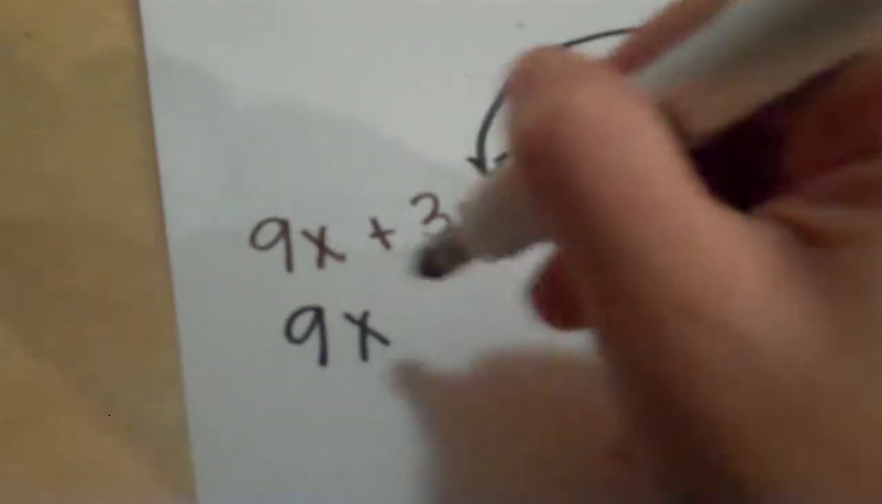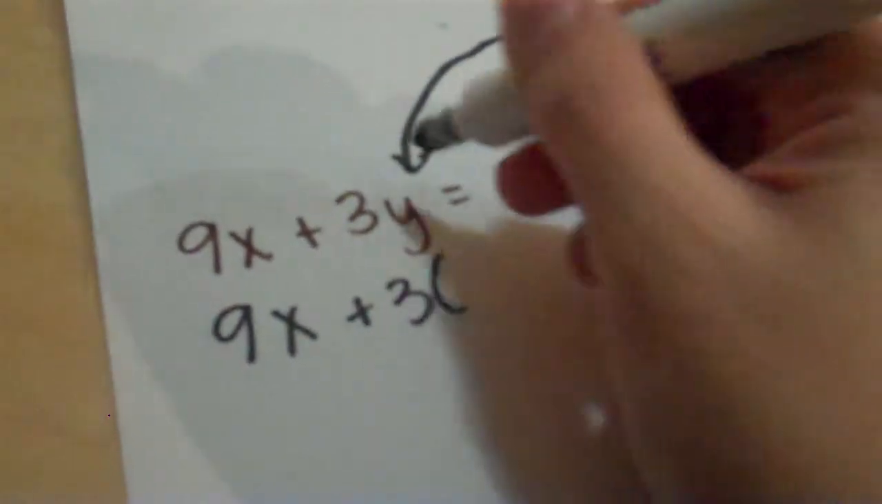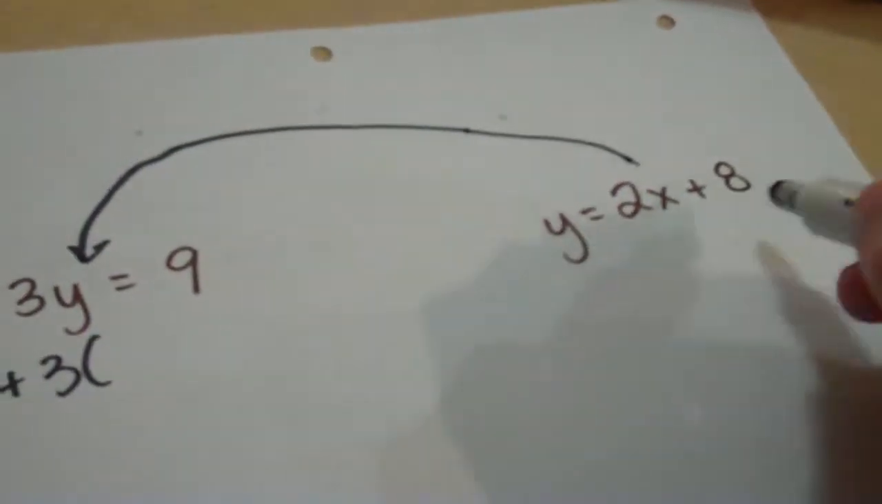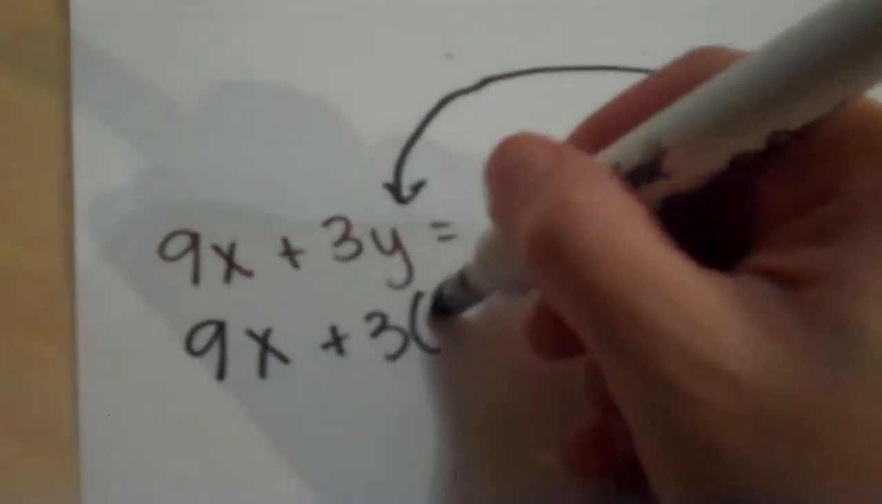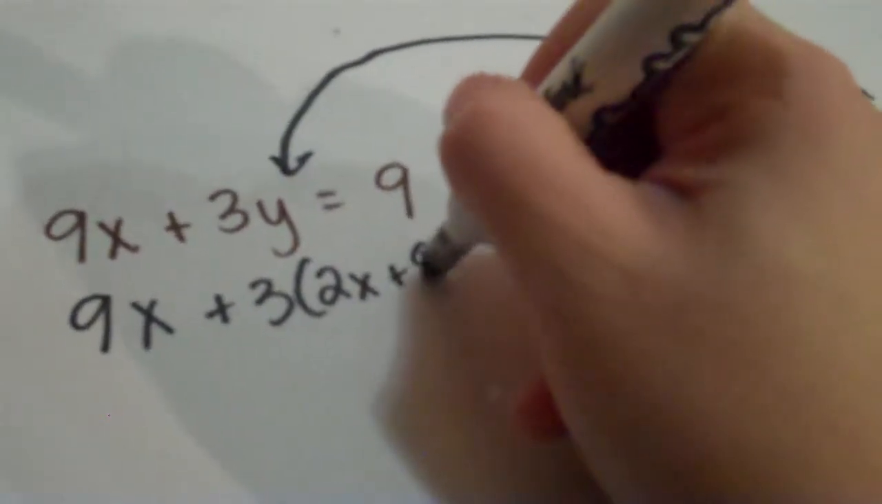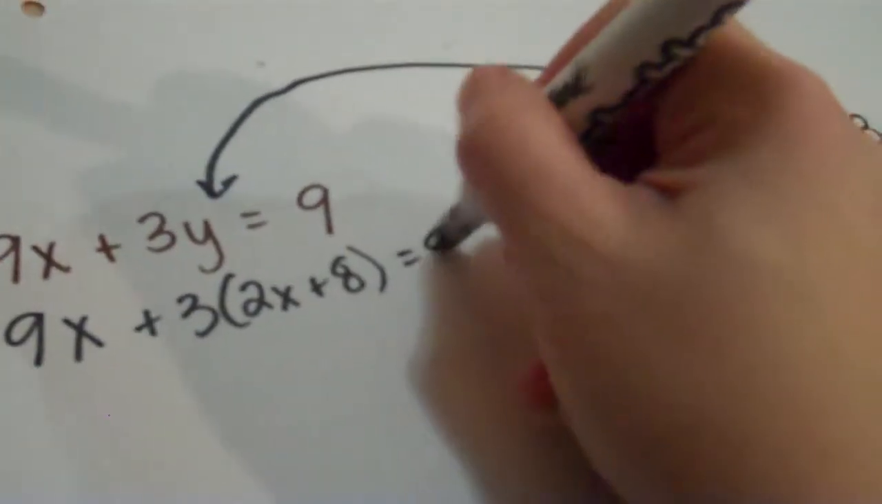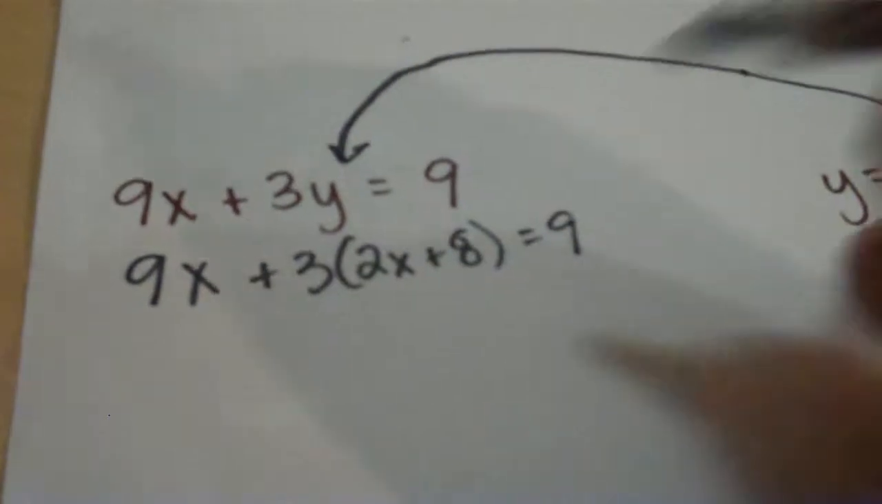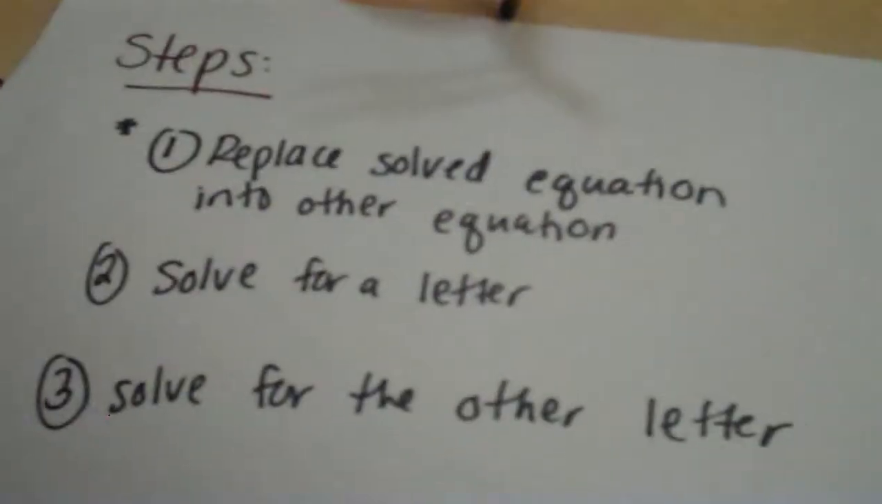Okay? So I'm going to rewrite this whole equation, 9x plus 3, but instead of y, I'm going to write all this stuff, 2x plus 8, equals 9. Okay? First step, replace. Second step is to solve.